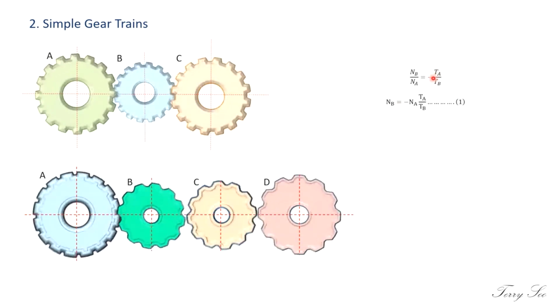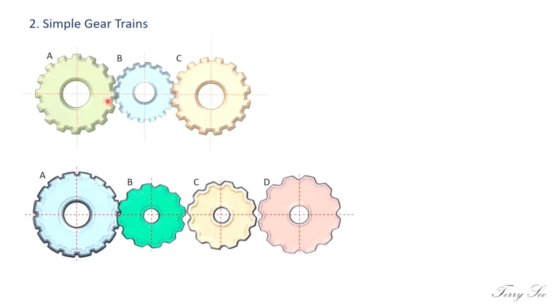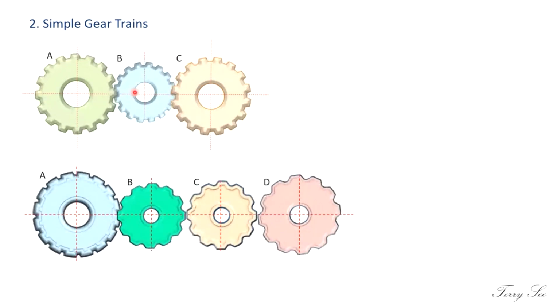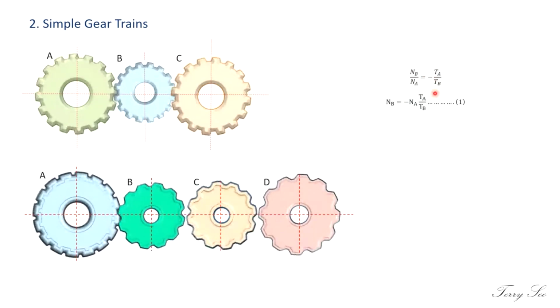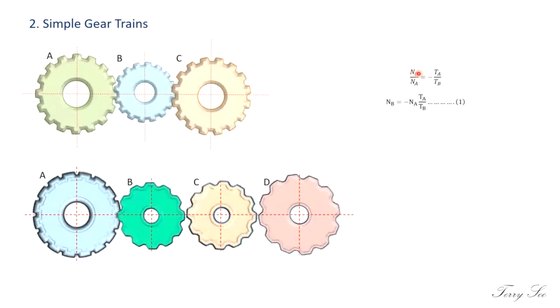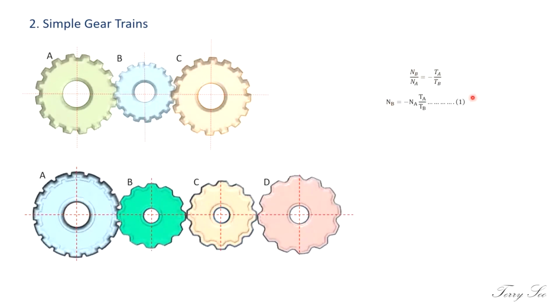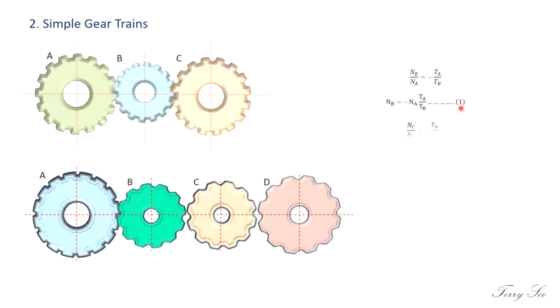Okay, so here I have worked out what I have told you. Let's say it refers to the first set, where A is the driver and B is the driven. You will have something like this: NB over NA equals negative TA over TB. If you want to find the speed of NB, then you change that to be the subject. Then you have equation 1.